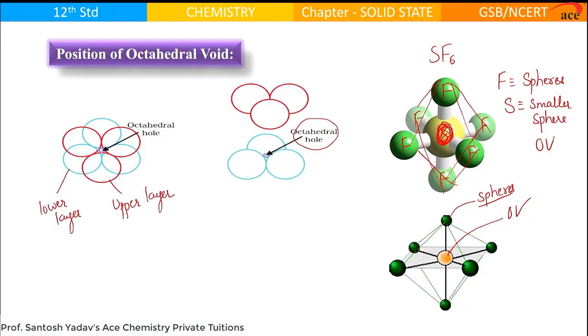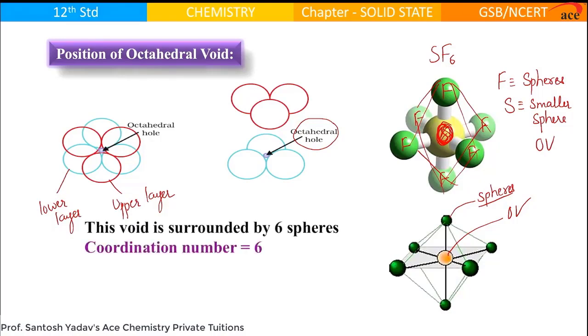So, that was the information about the octahedral void. It is trapped between 6 spheres, therefore, its coordination number is 6. If you want to recall, the trigonal void coordination number was 3, the tetrahedral void coordination number was 4, and the octahedral void coordination number is 6.